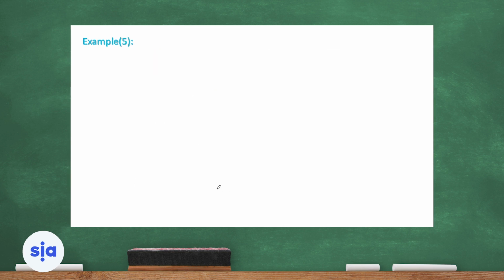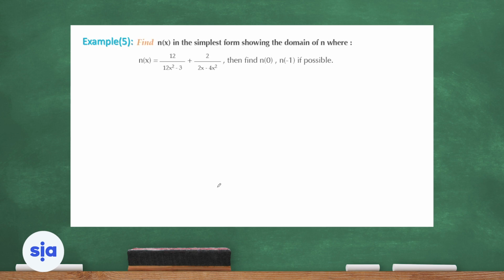Let's now move on to another example, which is example 5. We have two algebraic fractions added together. The question is asking us to simplify it, find the domain, and then find n of 0 and n of negative 1 if possible. First of all, we check for factoring and simplifying the expression.